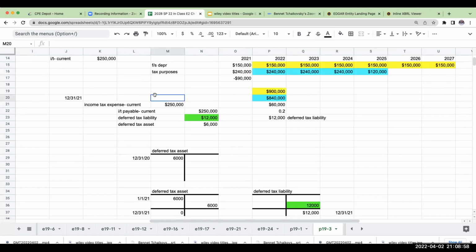Okay, so what do I need to do to balance? Well, over here, I have 268,000. And over here, I only have 250. So I'm going to need another 18,000. We're going to call this income tax expense deferred. Okay. Fun stuff. Okay. So that's what we're going through and doing. And just give me one moment.